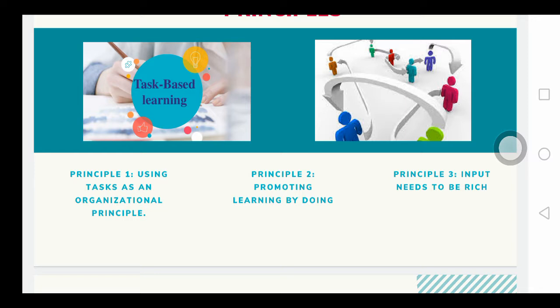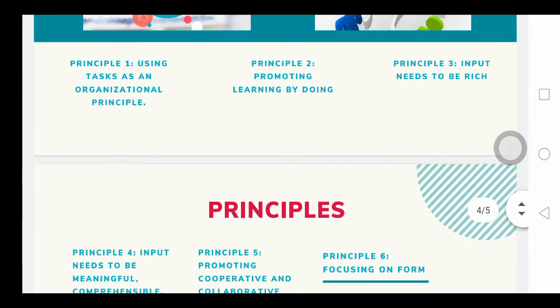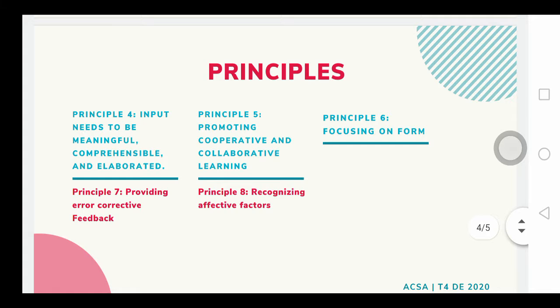Principle 4. Input needs to be meaningful, comprehensible, and elaborated. One essential thing for learning to occur is that the information we process needs to be meaningful. In fact, the information which is being presented must be clearly related to the existing knowledge that the learner already possesses.